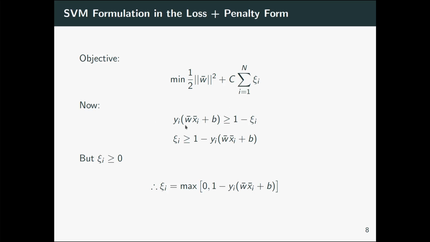If you just rewrite this constraint, we can write that psi i is greater than or equal to 1 minus yi (w dot xi plus b). But we also know that psi i is greater than or equal to 0. We know that psi i is 0 for the points which are either on the margin or on the right side of the margin. Right means correct. And psi i is greater than 0 for all the other set of points, right? So we can then write psi i to be max of 0 and 1 minus yi (w xi plus b).